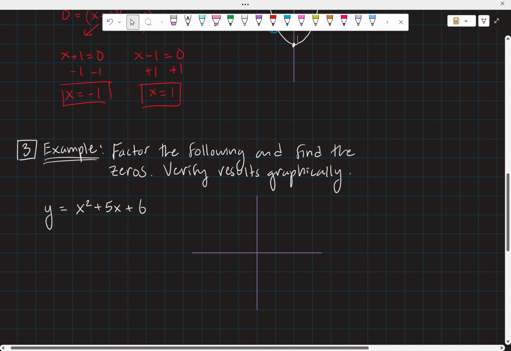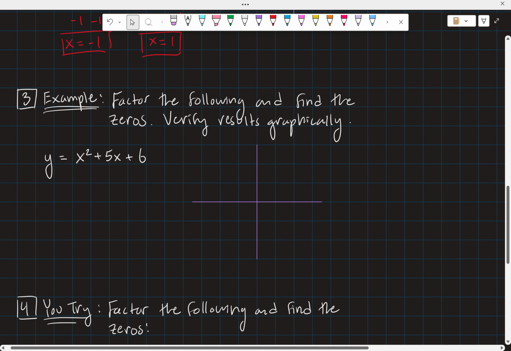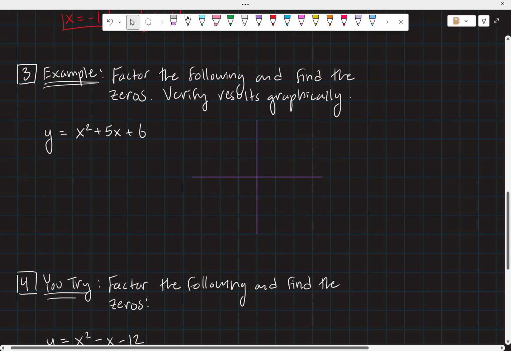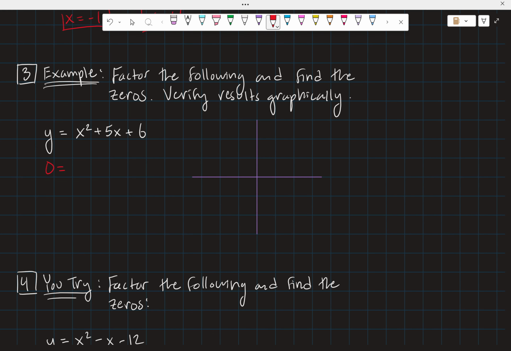So let's move on to another example. We're going to factor the following and find the zeros, and we're going to verify our results graphically. Here we just have a slightly more complex equation to work with: y is equal to x squared plus 5x plus 6. Again, we're going to substitute 0 in for the y, so we have 0 is equal to x squared plus 5x plus 6.